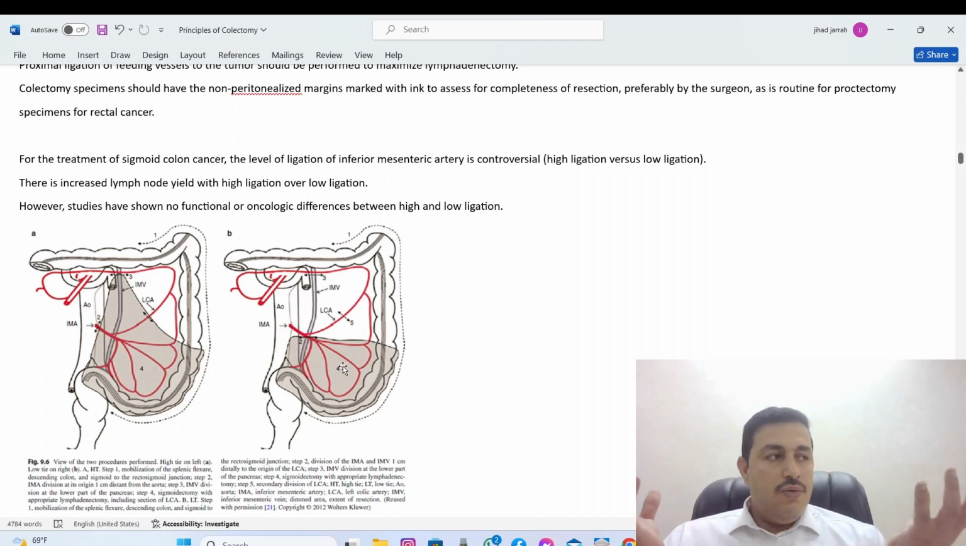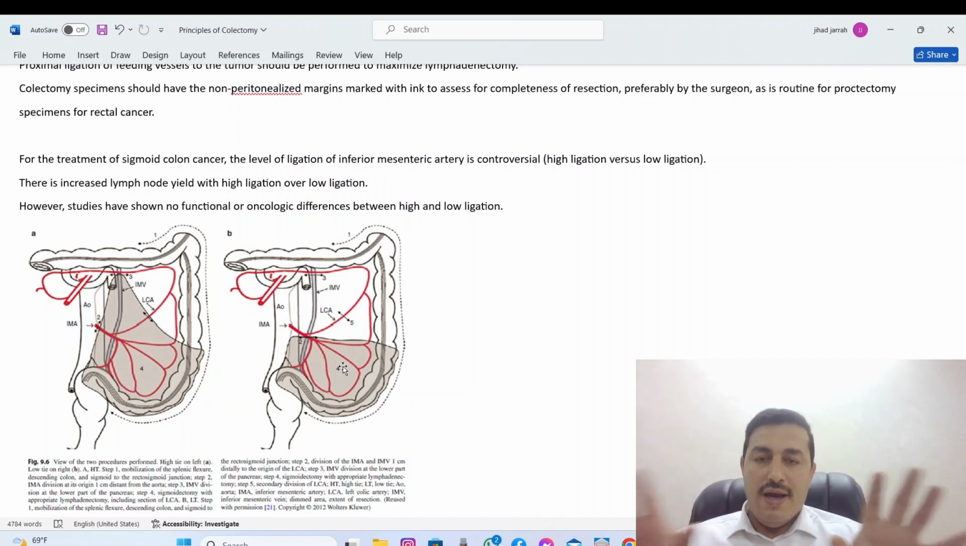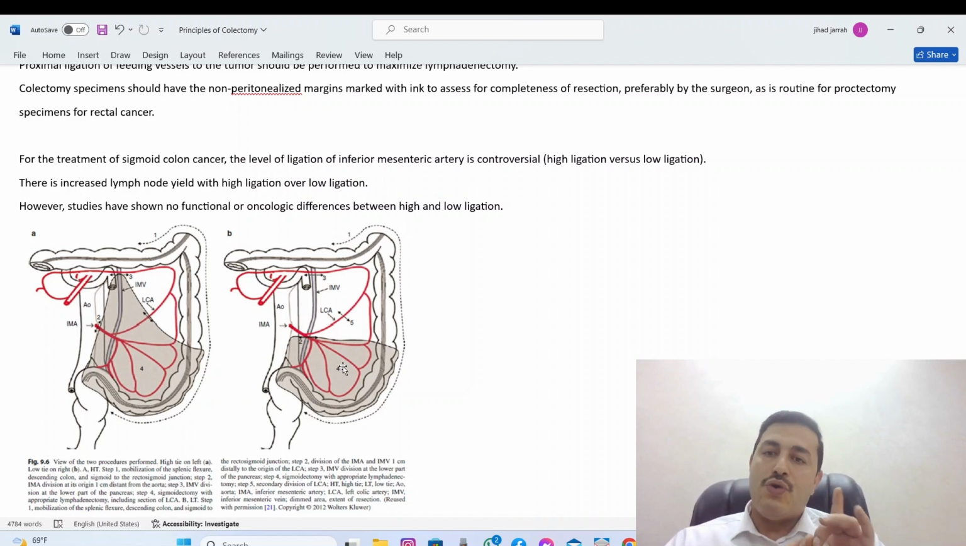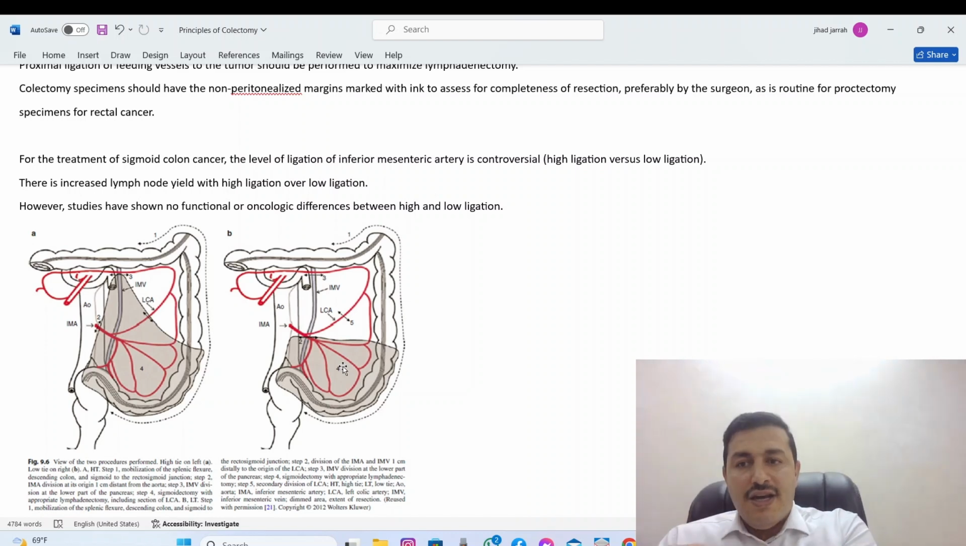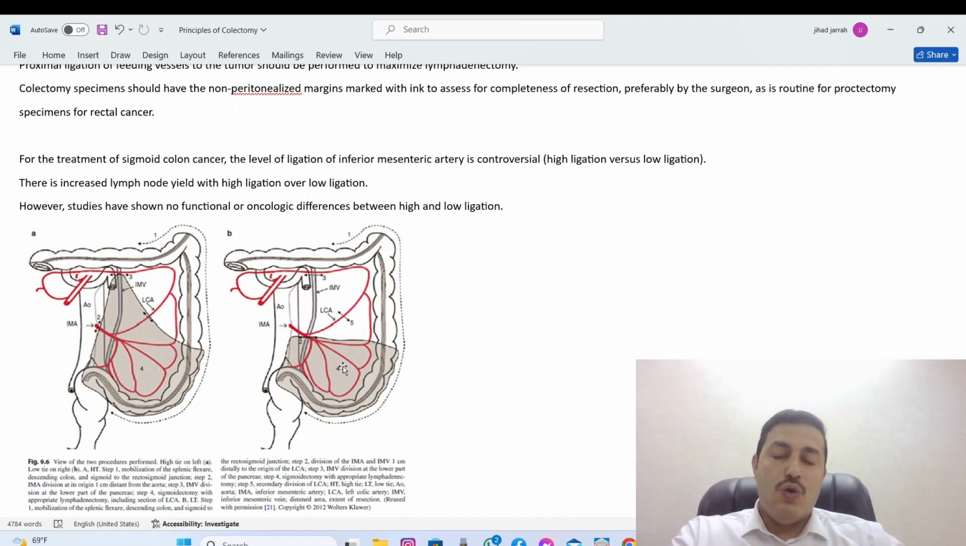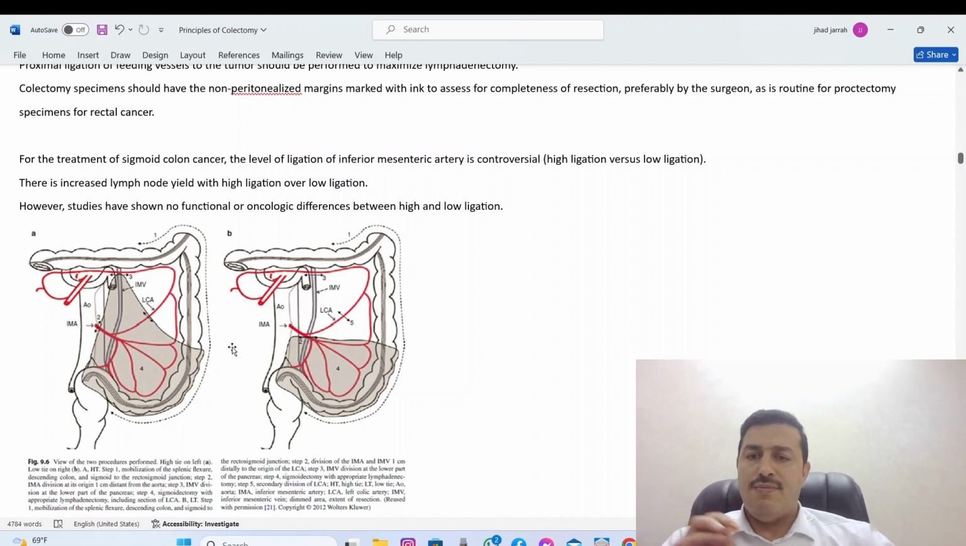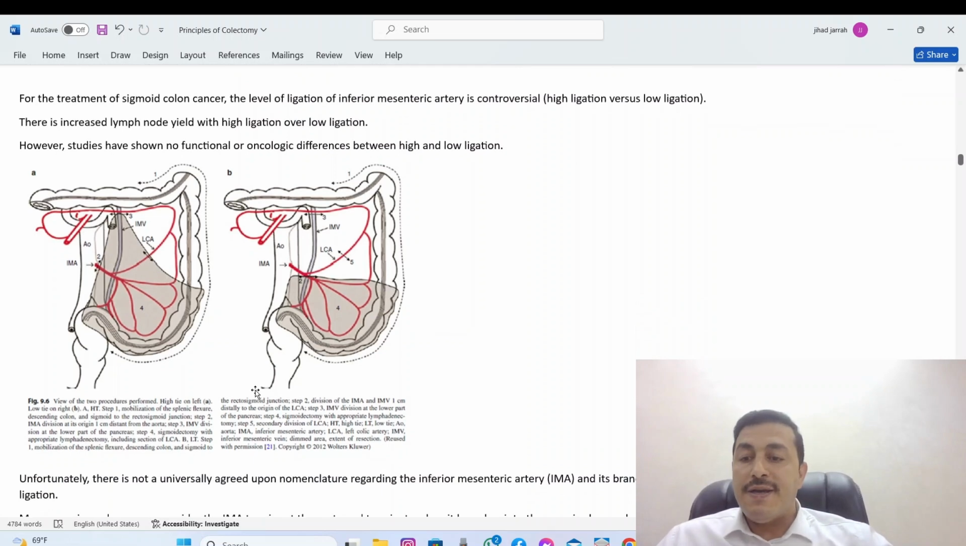So where do we go for high ligation or for low ligation? In colon cancer, high ligation, it is controversial except in the sigmoid. It is controversial whether to proceed with high ligation or low ligation. Yes, high ligation is associated with more lymph node harvesting, but it is not proven that high ligation has functional or oncological differences when compared to low ligation. This is correct in the sigmoid. In the other parts of the colon, we proceed with high ligation, as we will see in the next few minutes.